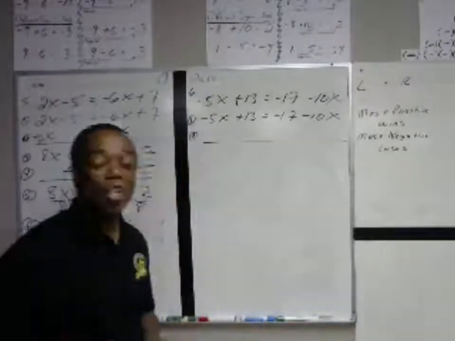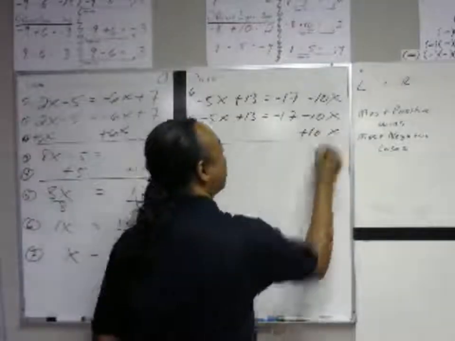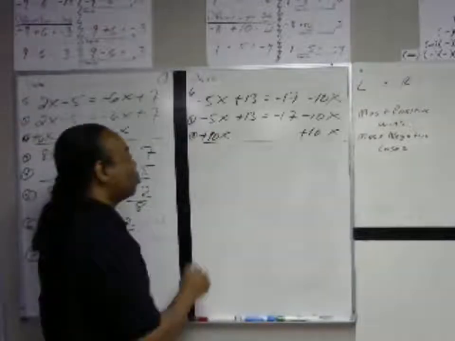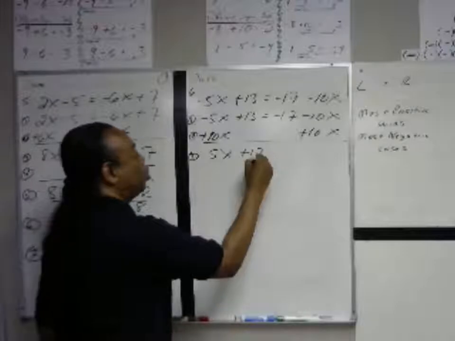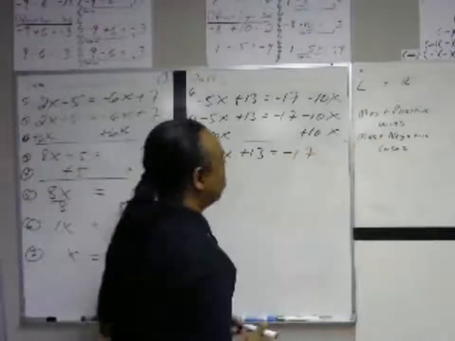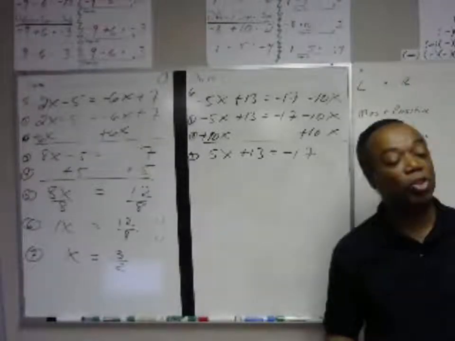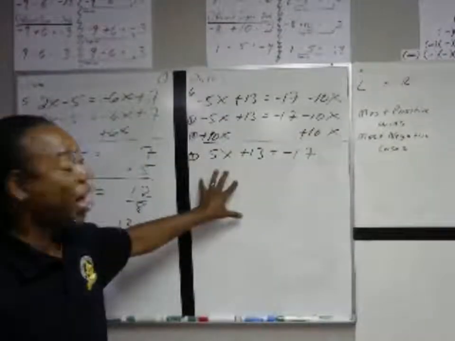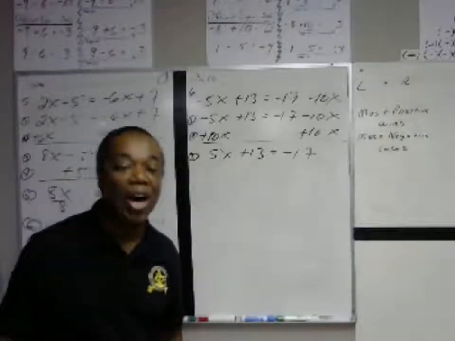Getting rid of the negativity from this problem, plus 10x. Then when you do one side, you do the other. So step 3 should give us 5x plus 13 equals negative 17. So it is a left side problem right now, so we have to get rid of that adding 13 and get rid of that multiplying 5.